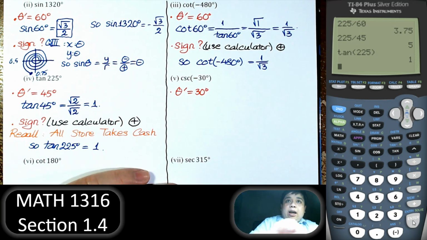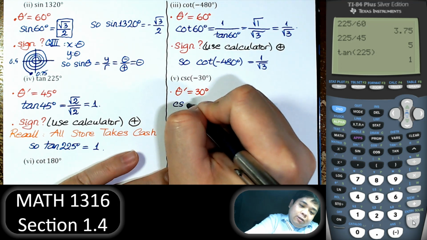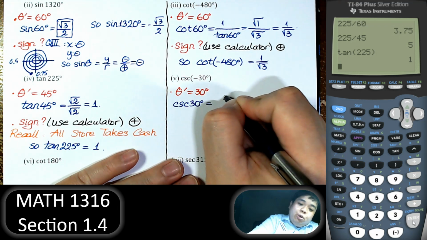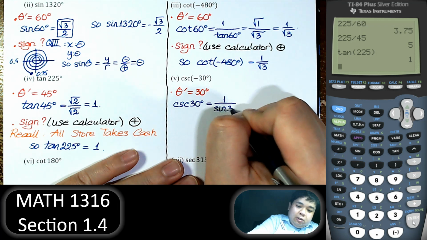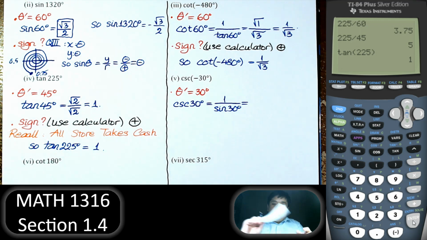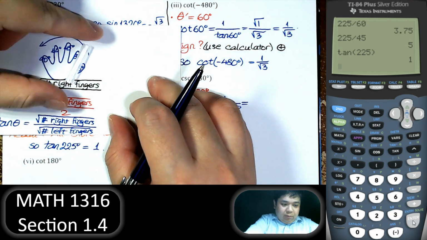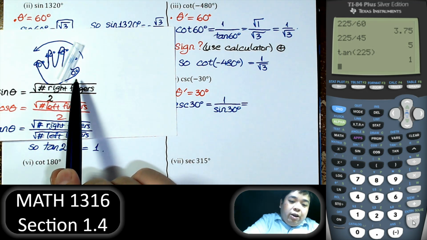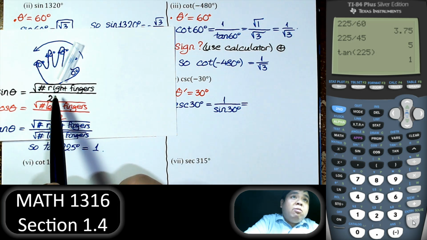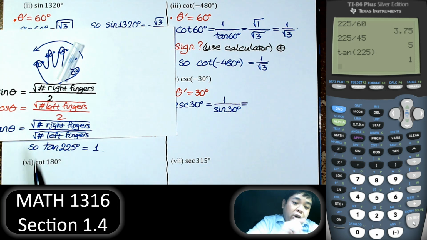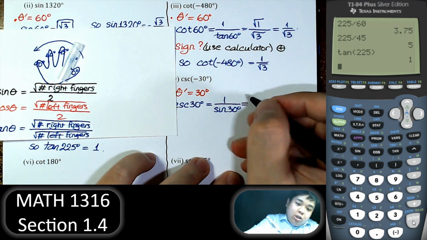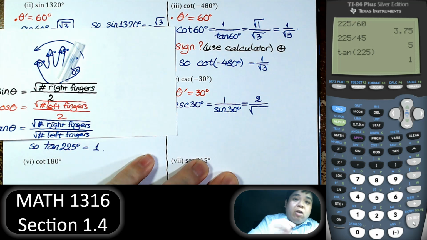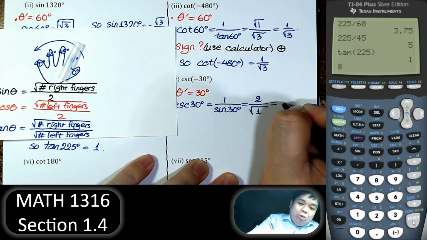Now this is cosecant. How do we do cosecant? Cosecant of the reference angle. Cosecant is the reciprocal of sine. So 30 degrees there. 1 finger on the right, and sine is the square root of the number of right fingers divided by 2. That is sine. This one is cosecant, so we have to flip it. So we have 2 over the square root of the number of fingers on the right. 1 finger on the right. 2 over square root of 1, or 2 over 1, so it is 2.